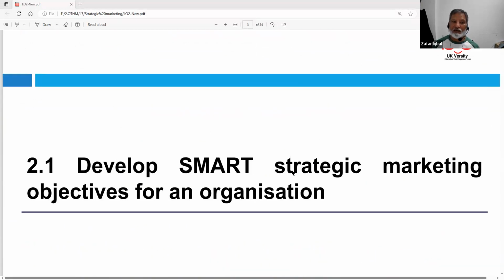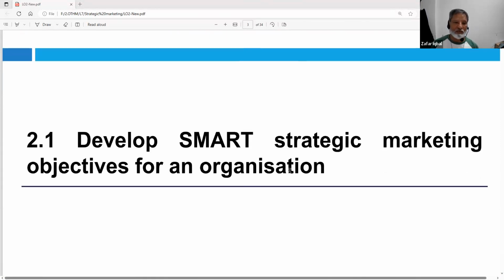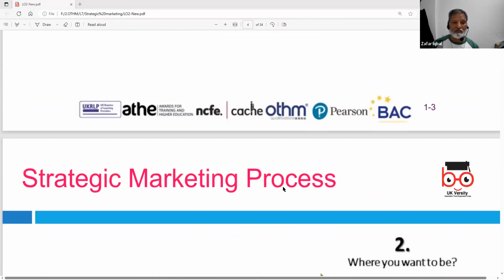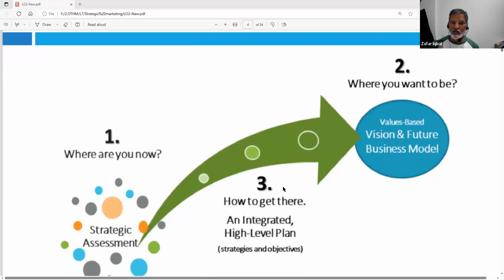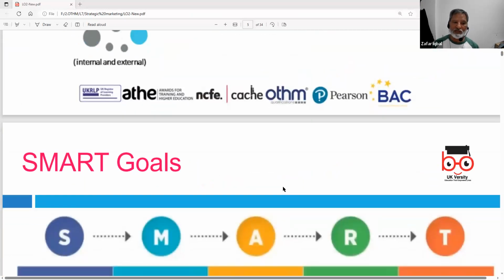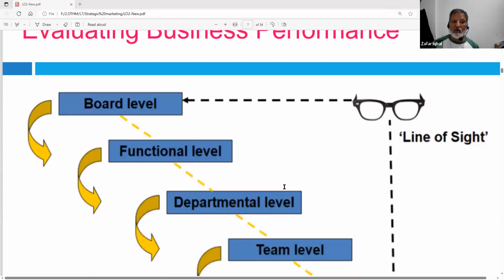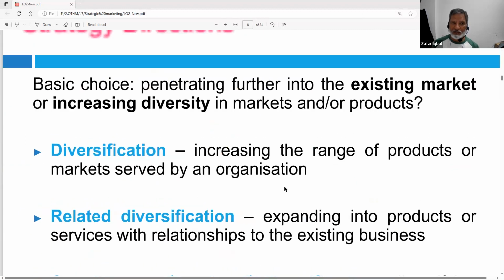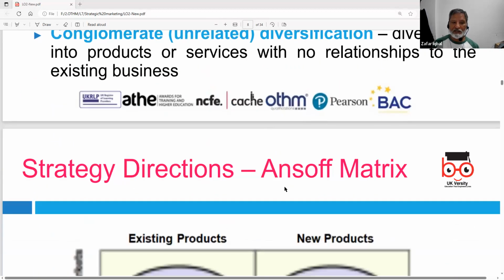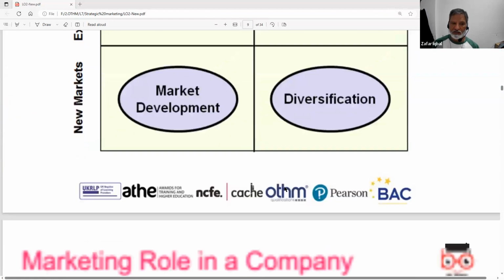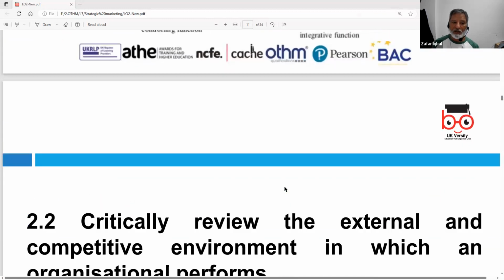So looking at the 1.1, going back to our application here, developing SMART objectives, strategic marketing objectives for an organization. You can develop your SMART objectives, strategic marketing objectives, by looking at where you are now, where you want to go, and how you're going to get there by applying tools such as SMART goals, the strategic direction strategy, or the Ansoff strategy. Okay, and you can move from there.